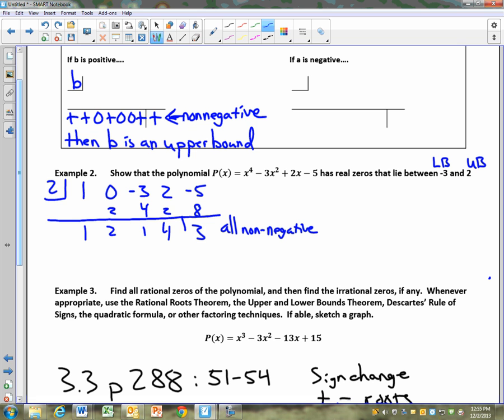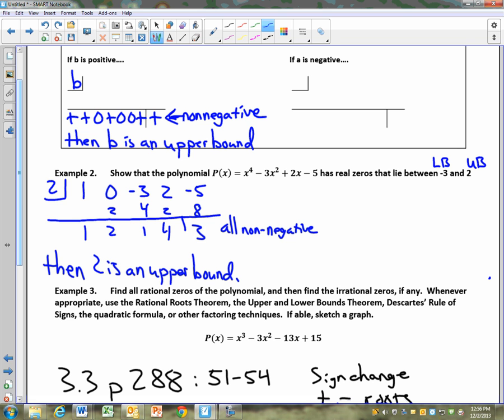If that's the case, then 2 is an upper bound. So for your test, you'll have to state that. You'll have to say, oh, because they're all non-negative, so it could be 0, then 2 is an upper bound. Okay? Got that?